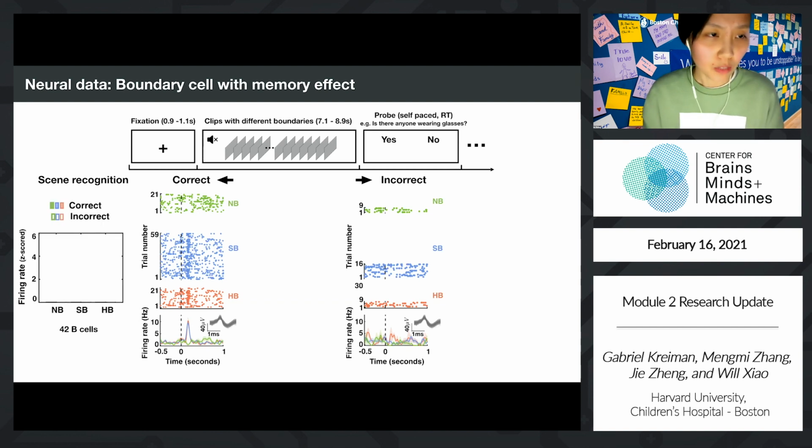And if we further quantify this firing rate modulation across all the boundary cells, we consistently see this high firing rate in the correct soft and hard boundary trials, but not for the incorrect soft and hard boundary trials. And also, we don't see any difference between correct and incorrect in the no boundary clips.